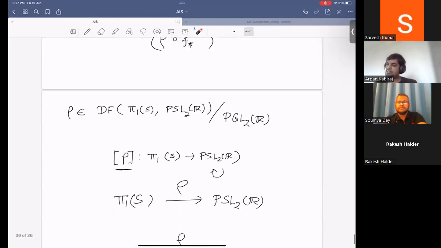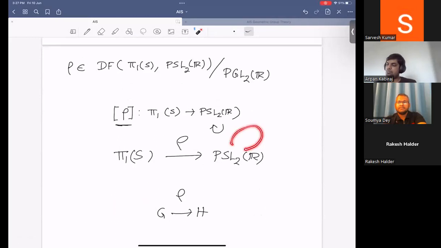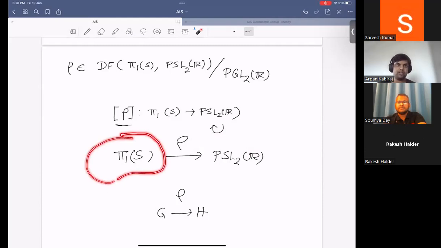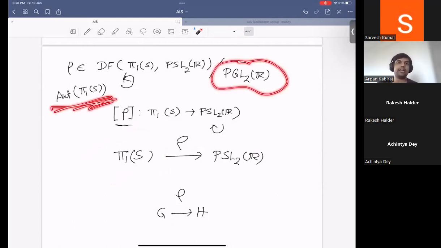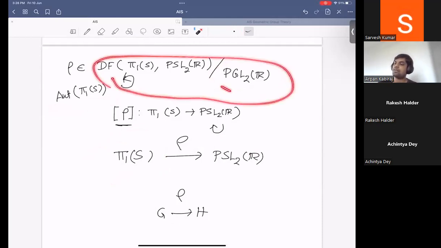So now the point is, in the discrete faithful representation, we have taken care of the automorphisms of PSL2R. The thing left is to consider automorphisms of pi1. So the automorphisms of pi1 clearly act on this space. Problem is, if I take a conjugation, we have already taken the action by conjugation. So if you take an inner automorphism here, it acts trivially on this space because we are already conjugating by a matrix.